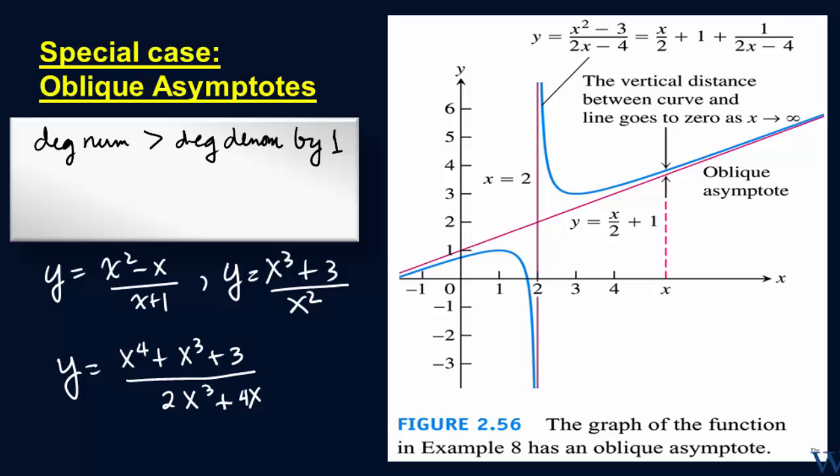So as x gets larger, the difference between the blue curve and the red line is getting smaller and smaller, and naturally it will approach the oblique line, which is your oblique asymptote. So this only occurs if the degree of the numerator is greater than the degree of the denominator by 1.